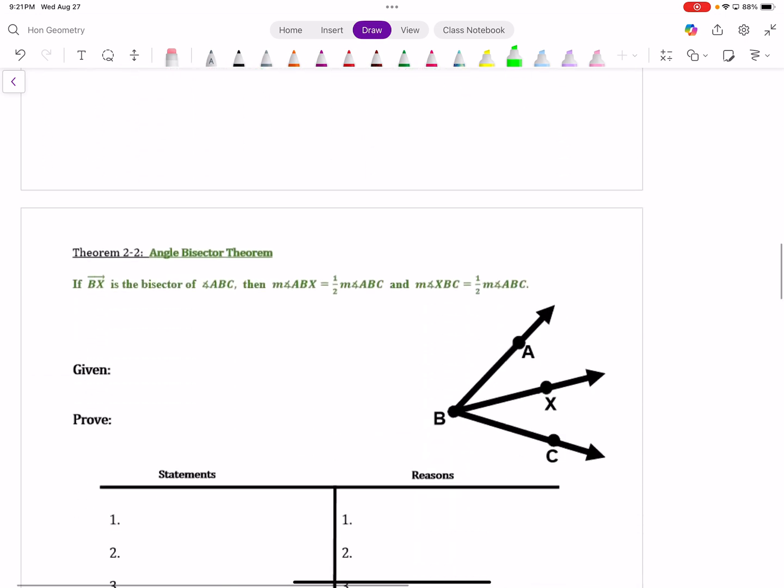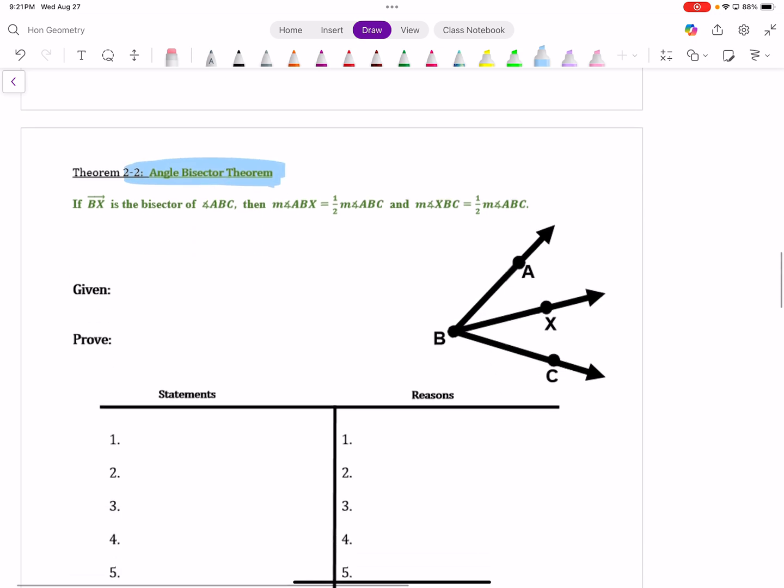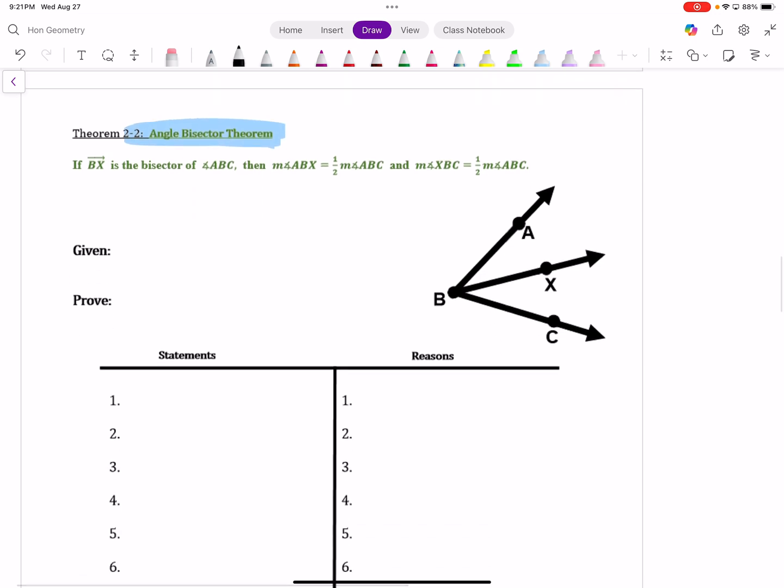Okay, same thing here. We are going to prove the angle bisector theorem. So once we prove it, we can add it to our list of reasons that we can use to prove things. So let's get this. We know that we're given that BX is the bisector of angle ABC. All right, so that's our given. And I'm going to just go ahead and put it on here.